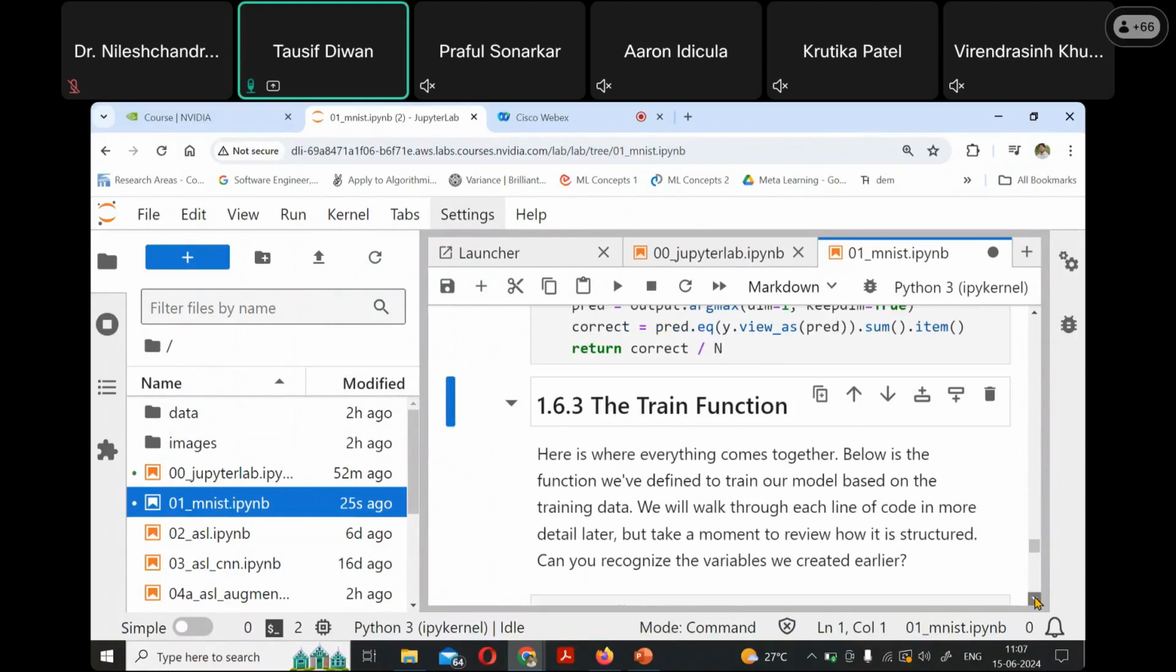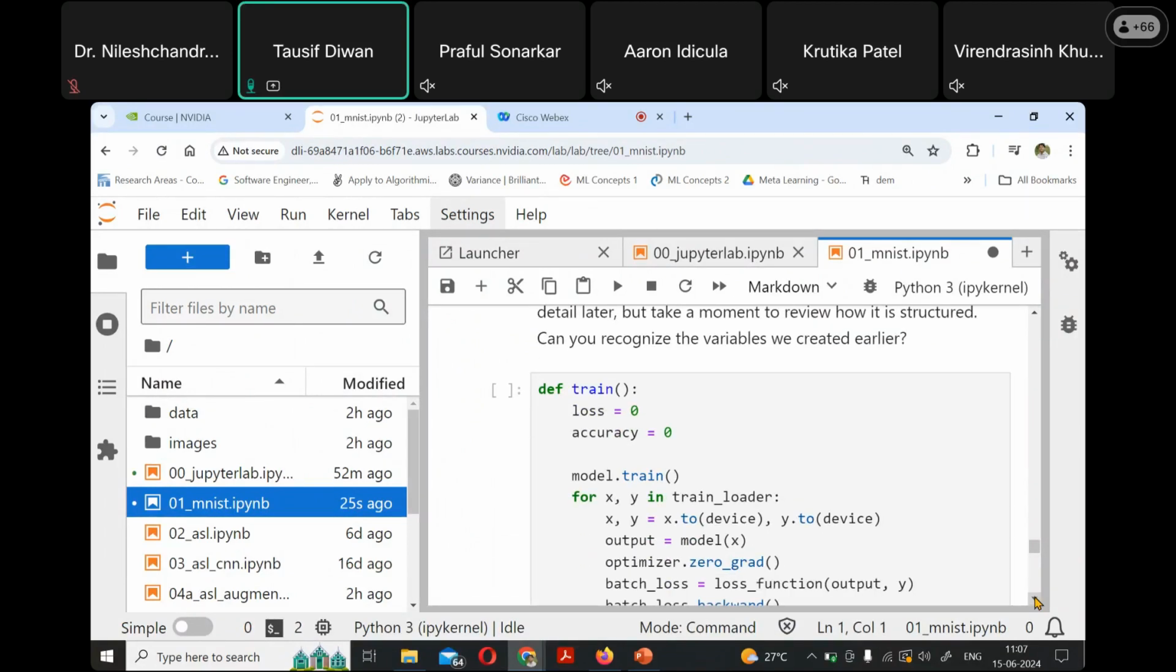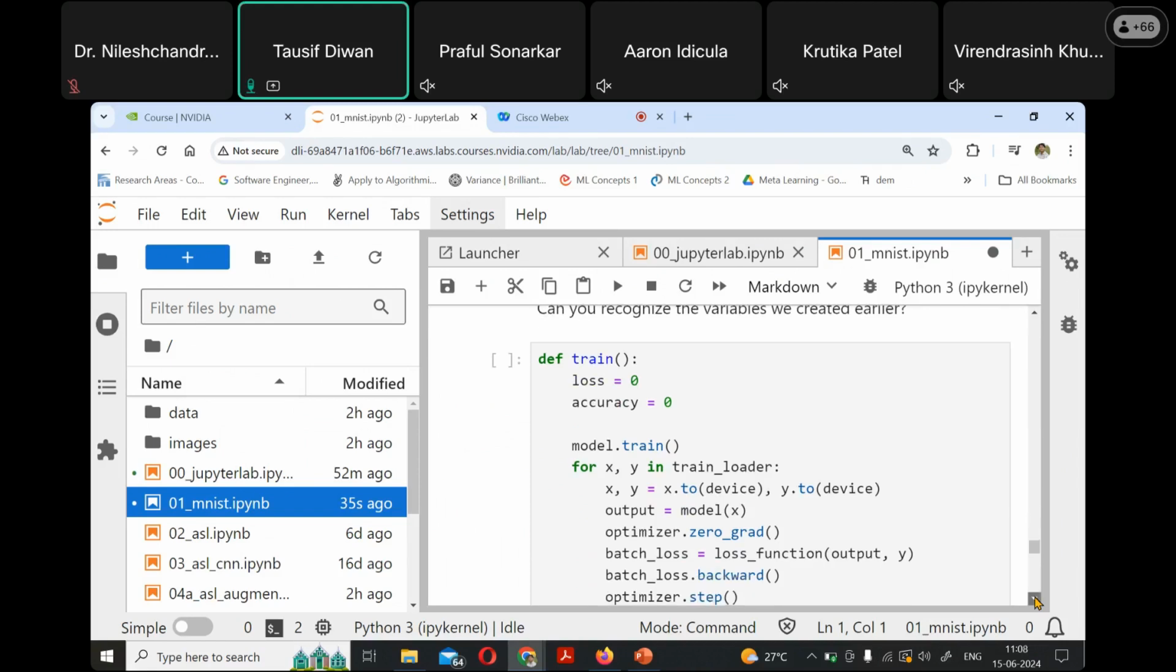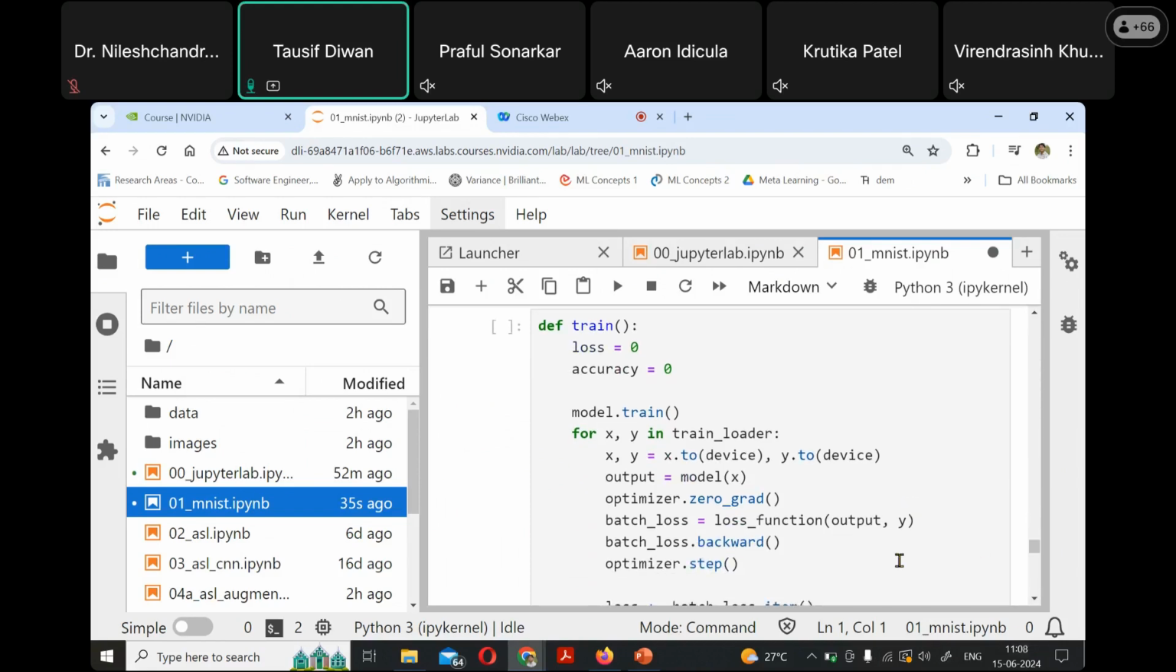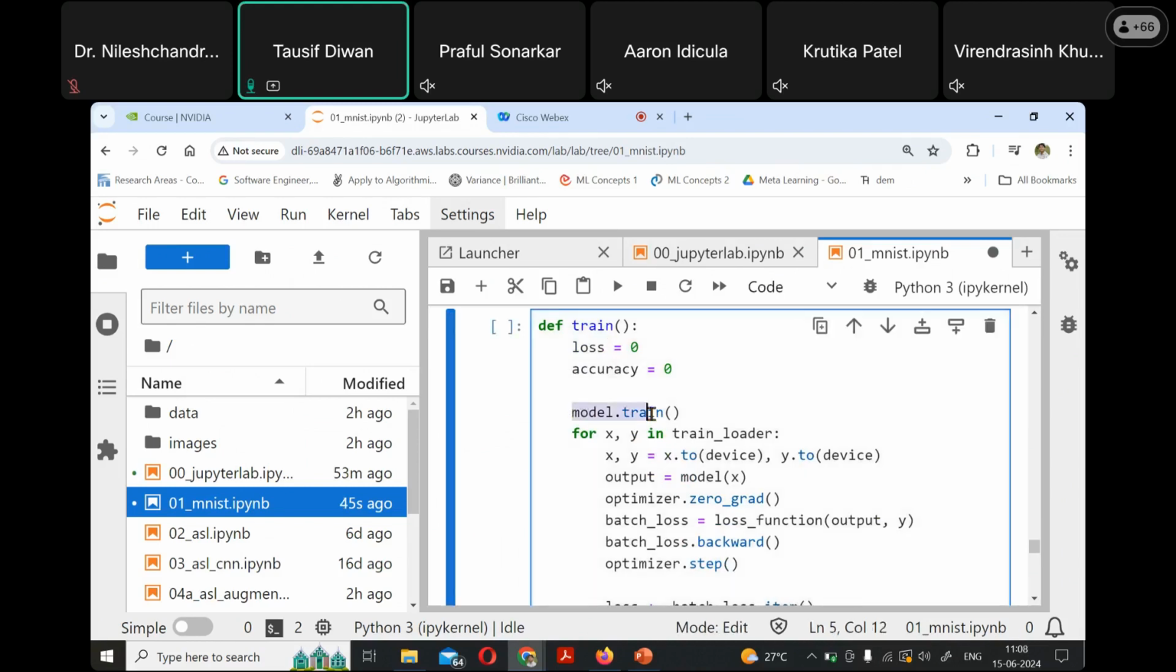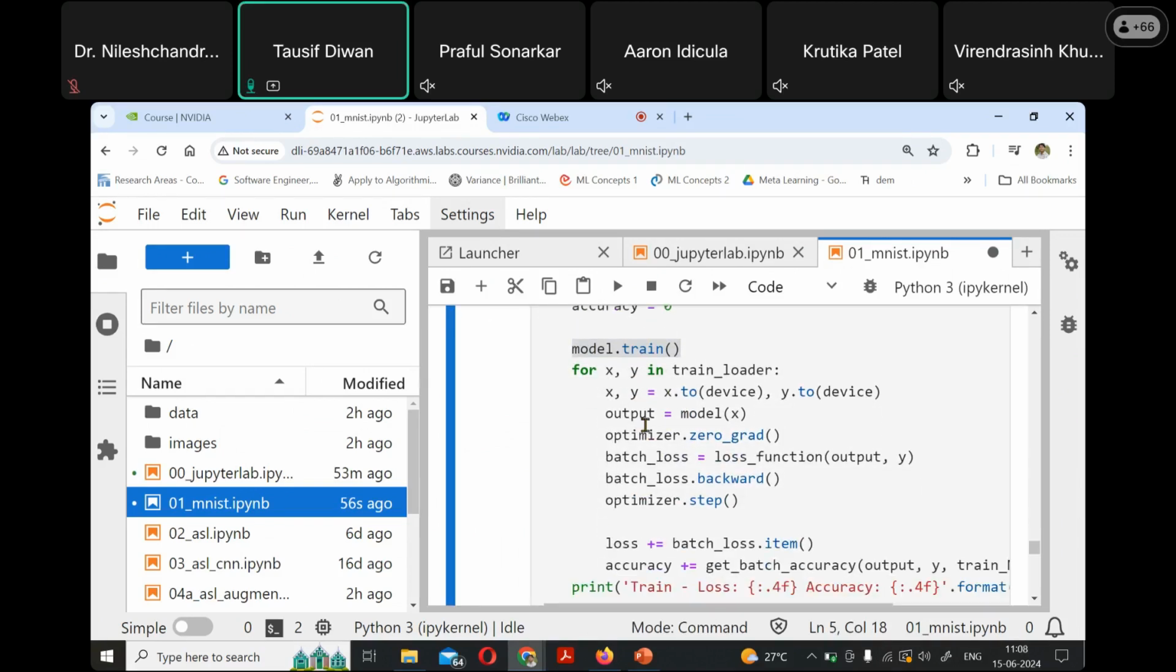Then we need to define two functions. One is the train function and another one is the validation function. This needs to be understood only in the first notebook. In all the rest of the notebooks, the same thing happens, that's why I am explaining this in detail. This is the training function. Loss and accuracy are 0. Model dot train just informs that the model training is getting started over here.